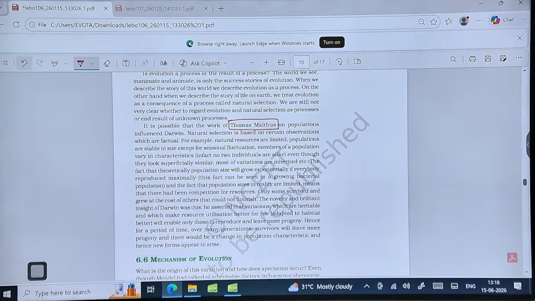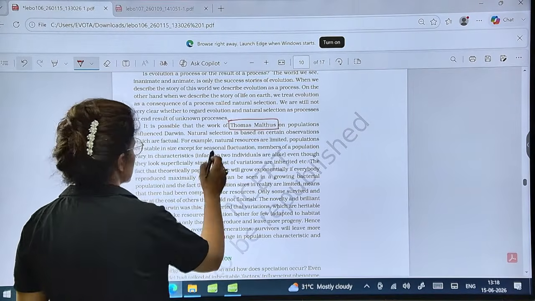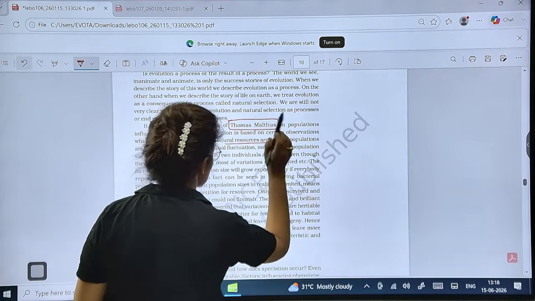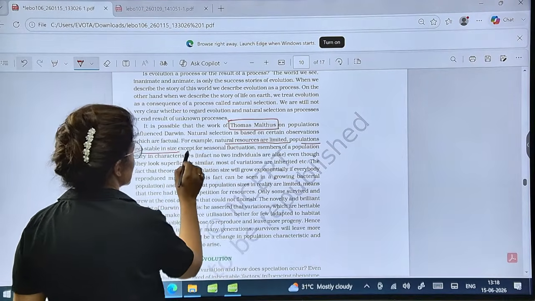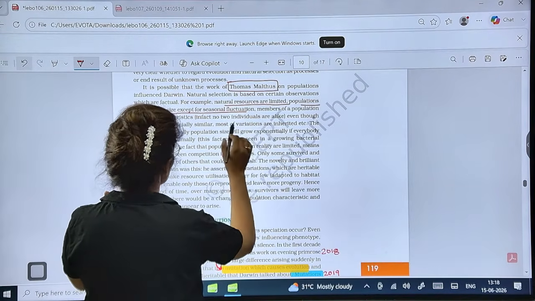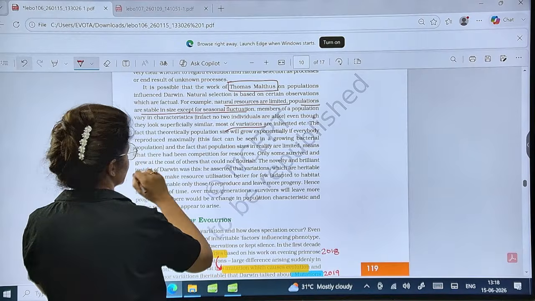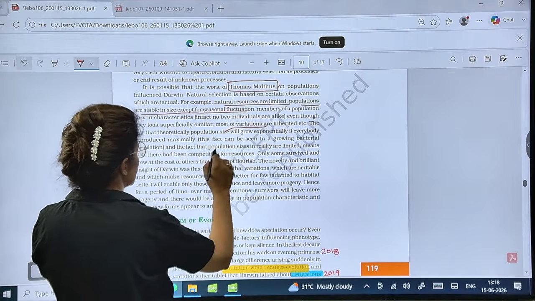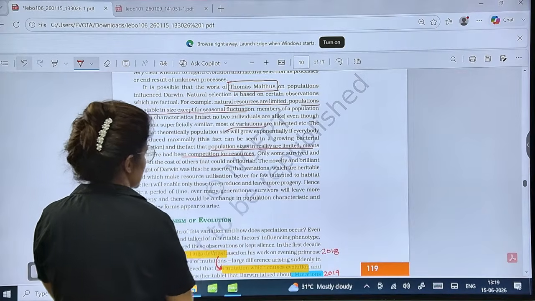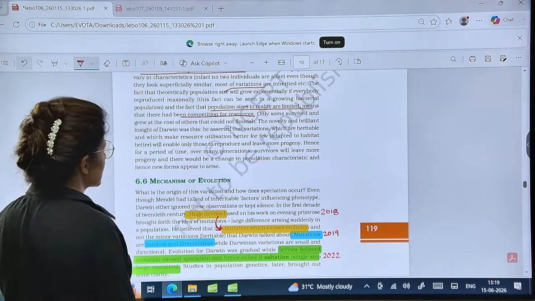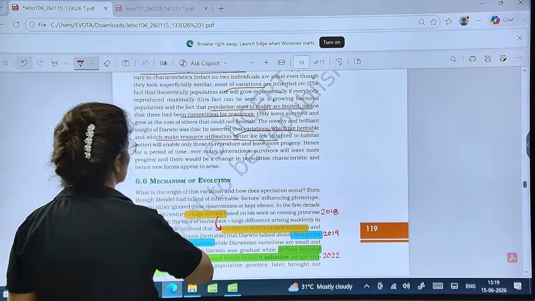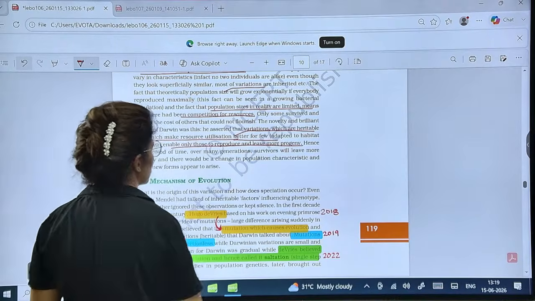All right. Natural selection is based on certain observations which are factual. It is based on the fact that resources are limited, so populations are stable in size except for seasonal fluctuations. And in order to survive, they developed variations also. Is that clear? Population sizes in reality are limited because of the competition for resources. Is that clear? So he asserted that variations which are inheritable make resource utilization better for the few and enable only those to reproduce and leave more progeny.